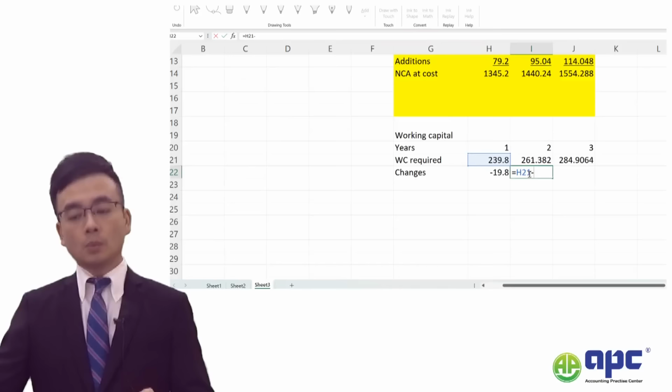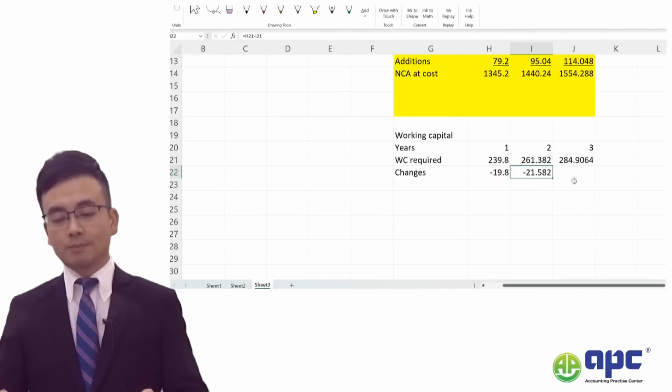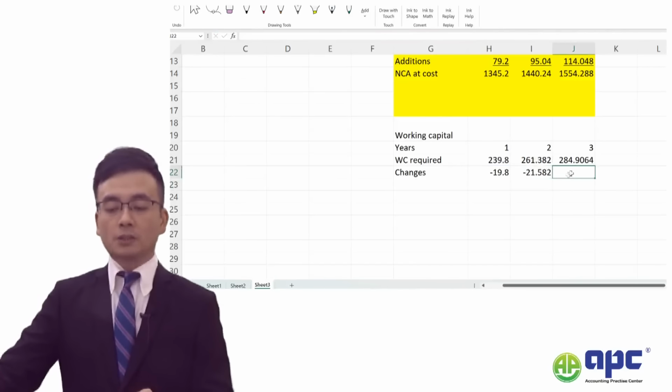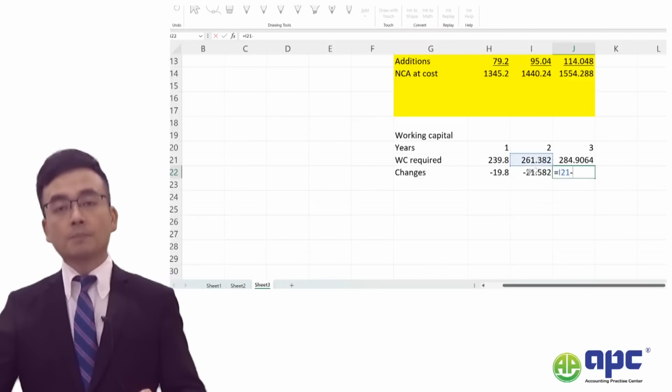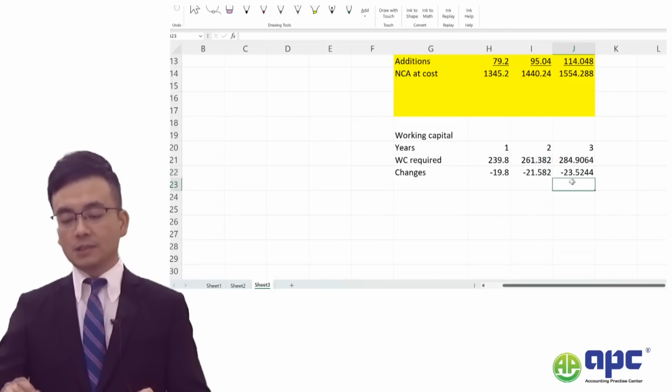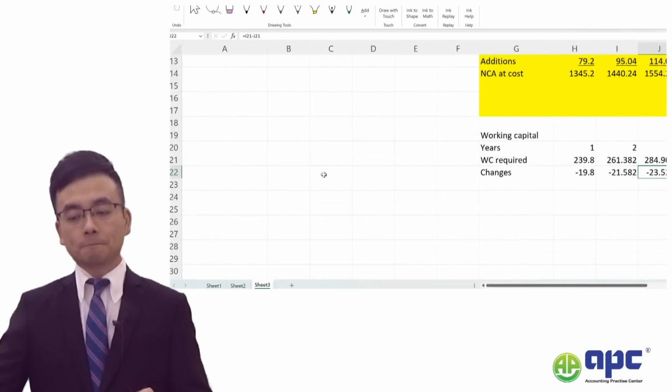In year 2, we take the left-hand side and subtract the right-hand side. That would give me minus 21.58. In year 3, we take the left-hand side and subtract the right-hand side. That would give me 23.52 there.